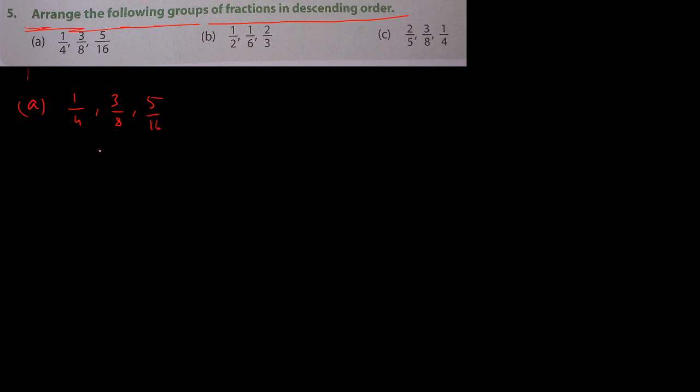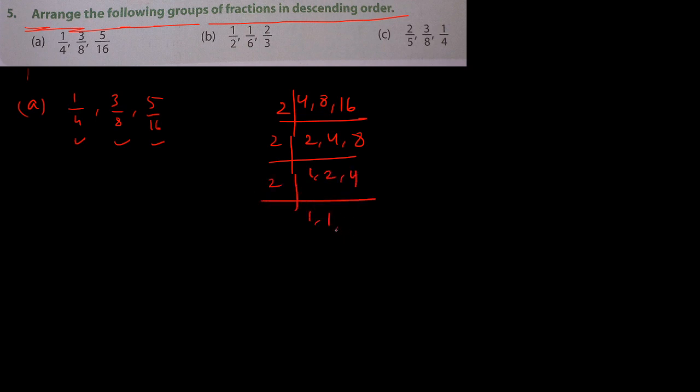So we will do the same procedure which we were doing in the previous question, but what is the change? In the previous question we had to arrange in ascending order, but in this question we have to arrange in descending order. So first we will find the LCM of the denominators 4, 8 and 16. 2 2s are 4, 2 4s are 8, 2 8s are 16, 2 1s are 2, 2 2s are 4, 2 4s are 8, 2 1s are 2, 2 2s are 4, 1, 1 and 1.